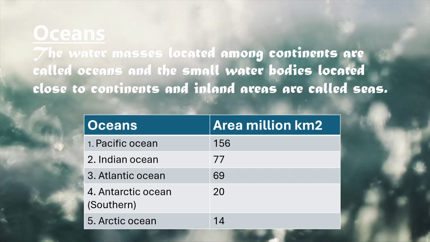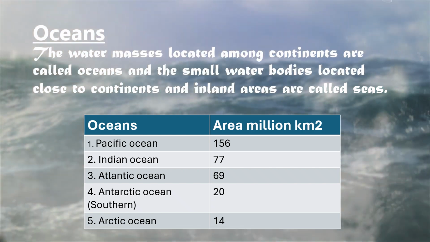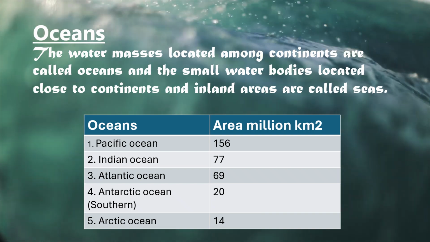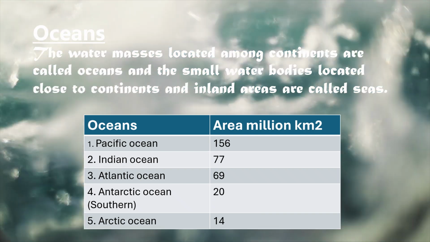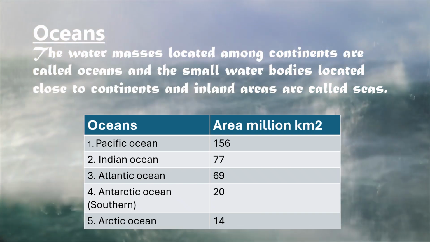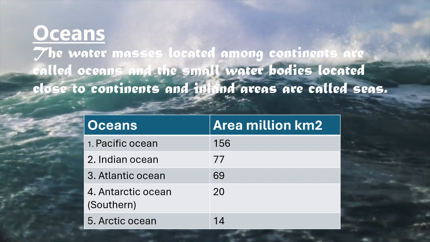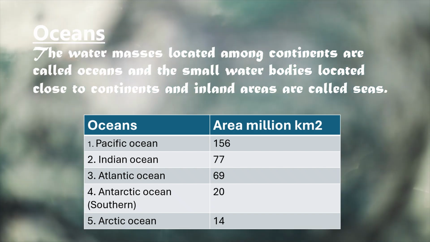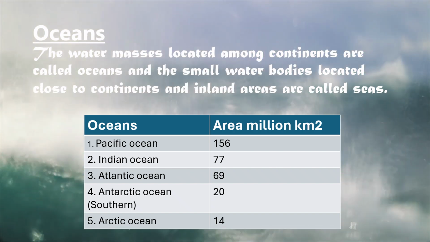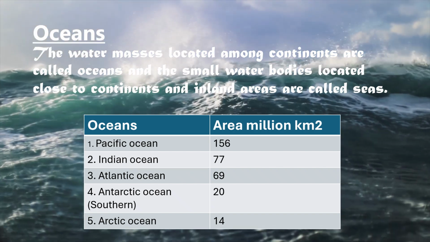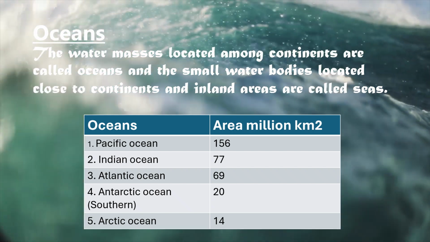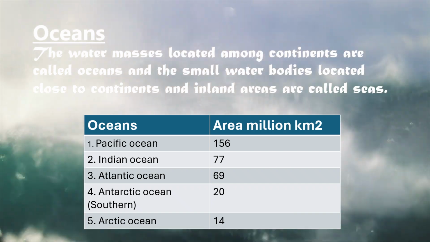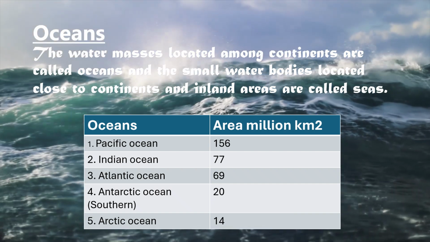Now, we're going to learn about saltwater swimming pools. Yes, I'm talking about oceans. The water masses located among continents are called oceans, and the small water bodies located close to the continents and inland are called seas. So now we have oceans and the area it takes for each ocean. First we have the Pacific Ocean, Indian Ocean, Atlantic Ocean, Antarctic Ocean, the southern one, and the Arctic Ocean.